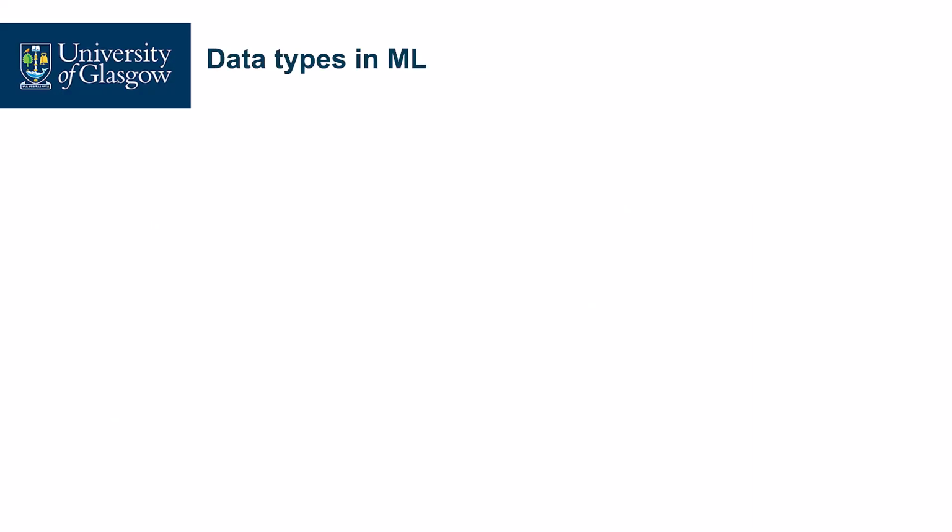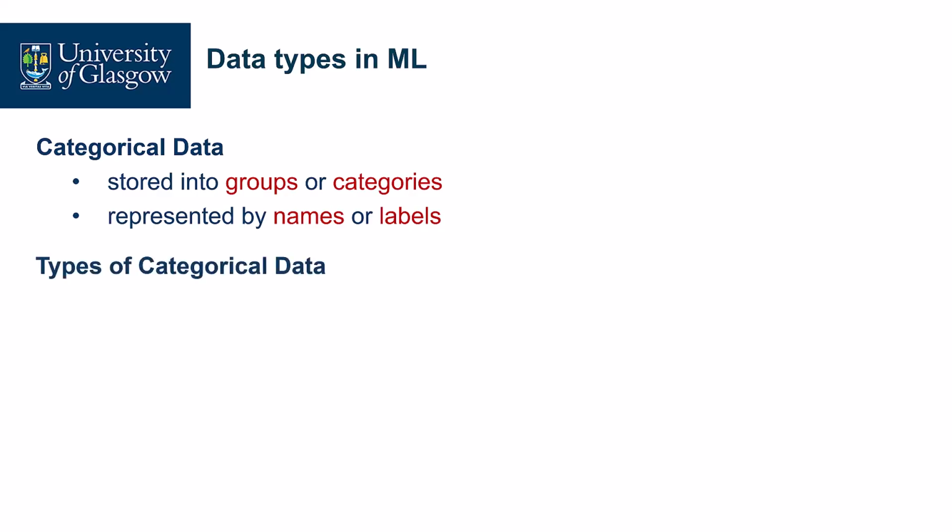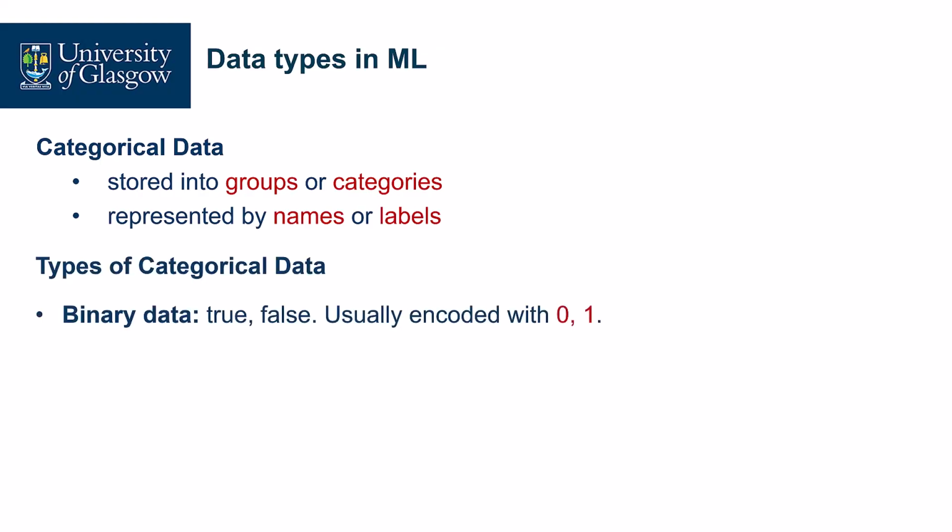In contrast to numerical data, another kind is categorical data. This kind of data we can store into groups or categories. Normally the outputs are labels, or sometimes we call them names. For categorical data, we also have multiple types. For example, binary data: true or false, yes or no. We can encode them with 0 and 1, so true is 1, false is 0. This is quite straightforward.